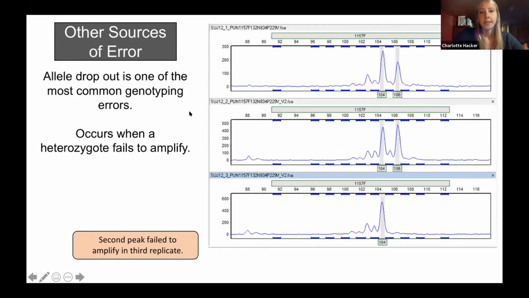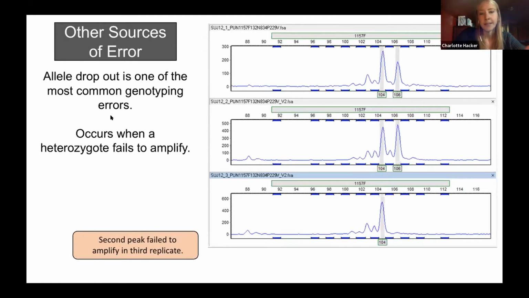There are many sources of data analysis error that can mess with your data set. I'm going to briefly touch on allele dropout, because it's one of the most common in genotyping that we deal with. That's when a heterozygote fails to amplify, and it's one of the reasons why it's so important to do things in multiple replicates.